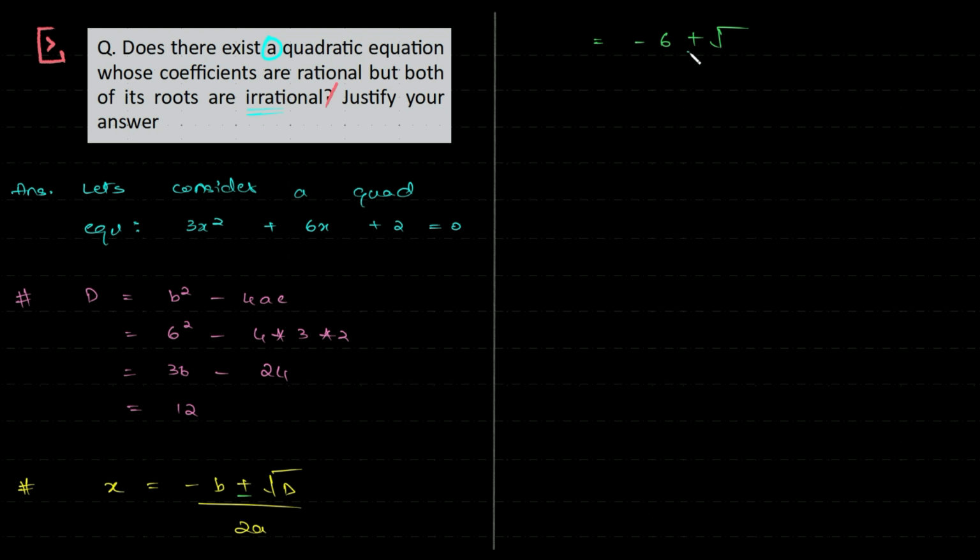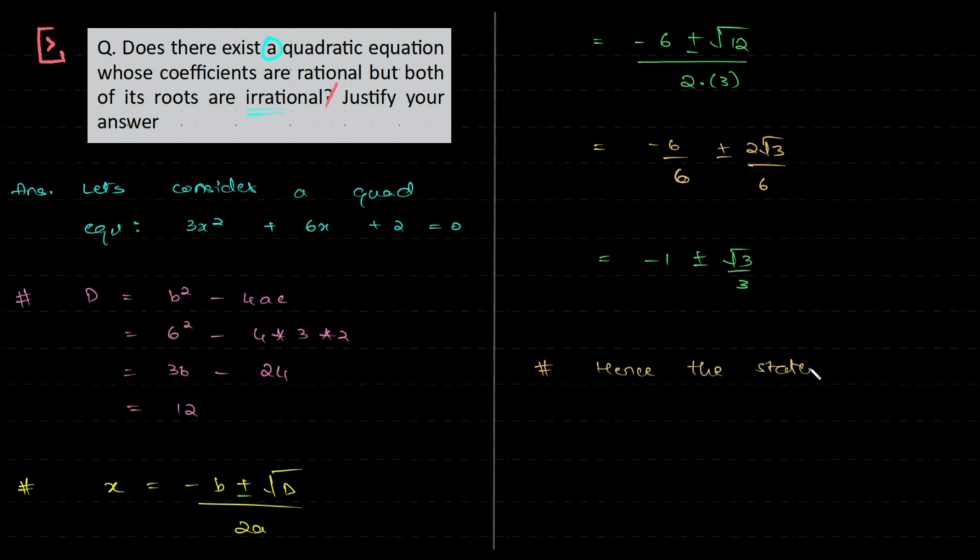So plus or minus root of 12 divided by 2a, 2 into 3. Okay, so we have this to be minus 6 by 6 plus or minus root of 12. I can write it as 2 root of 3. 4 3s are 12, yeah. And this is 6, so on and so forth. So we have the final answer to be minus 1 plus or minus square root of 3 by 3. Right, done. Hence proved. Hence the statement is true. Okay, done.